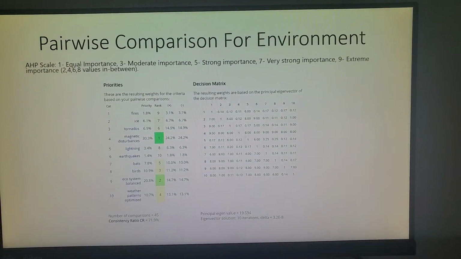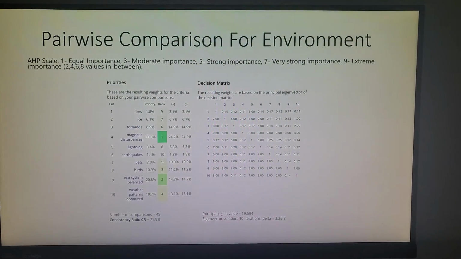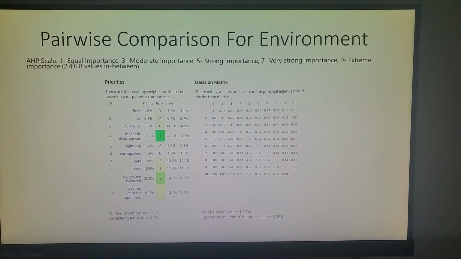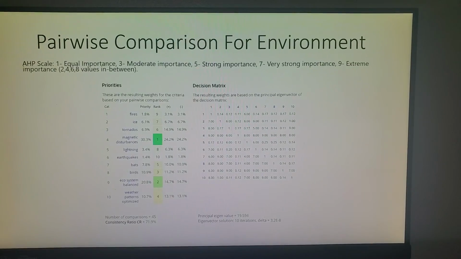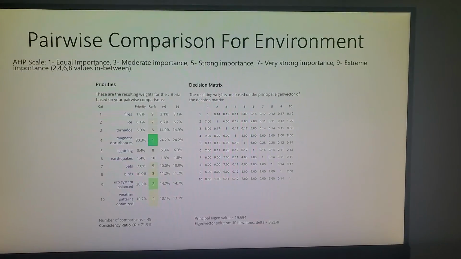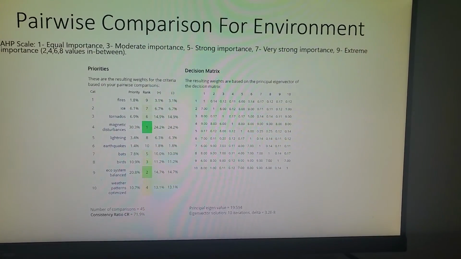And here is the pairwise comparison for the environment that I used. You can see the key there, and it just further breaks everything down into the decision matrix. So that's something you can look more into, but this is where those numbers came from in that flow chart.